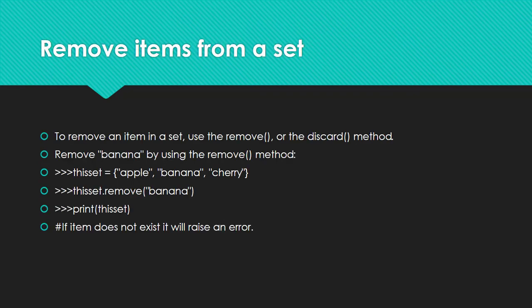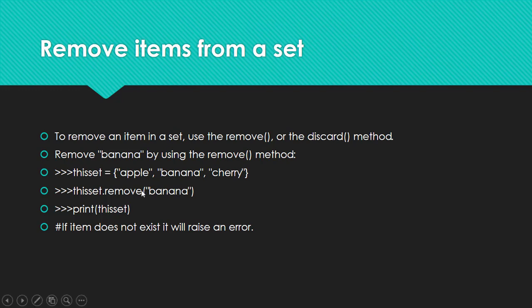Now, remove items from a set. To remove an item in a set, use the remove method or the discard method. There are two methods. Number one is the remove method, number two is the discard method. Let us first see how the remove method works.